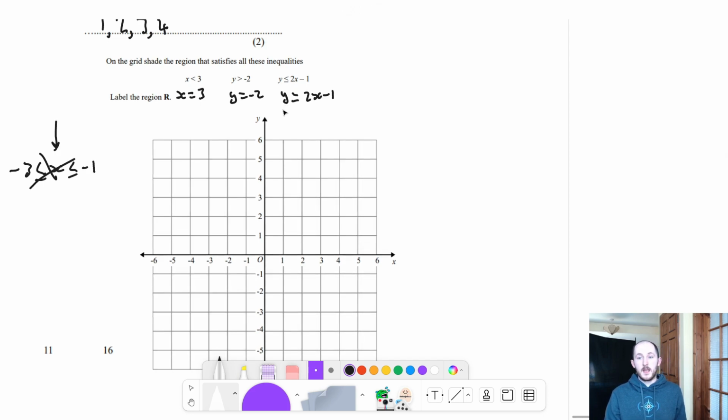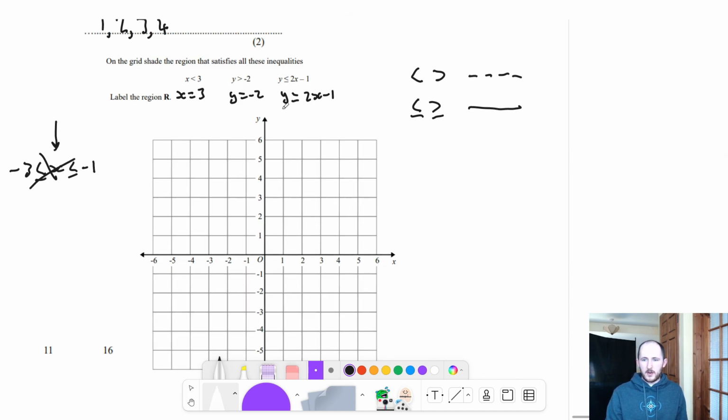Like that. I'm going to draw these. Now, technically, if they're not equal to, so in this case none of these are equal to except this one, I draw them with a dotted line. So if it's this or this, you do a dotted line. If it's this or this, it's a solid line, okay?